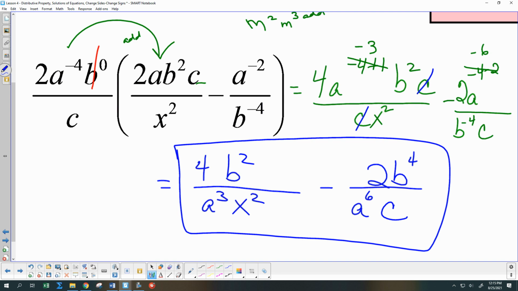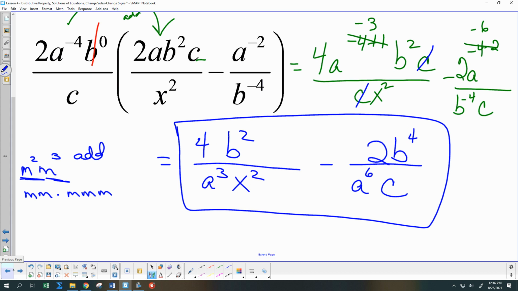So anytime you get confused on your exponents, think back to something like this that's pretty simple. If you have m squared times m cubed, you add. You've got m as the base on both of those, because that's like m m times m m m, and so all together you have 5 m's being multiplied by each other.